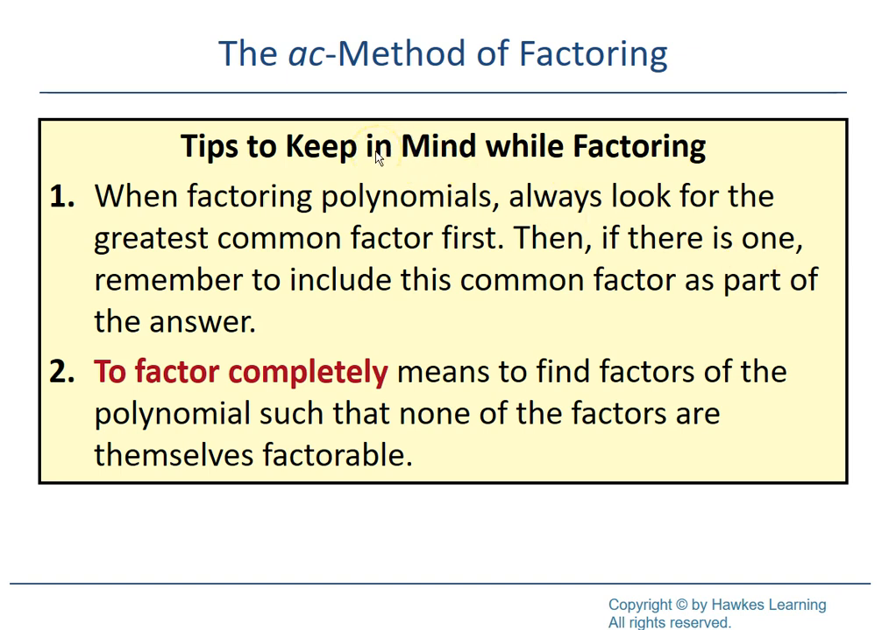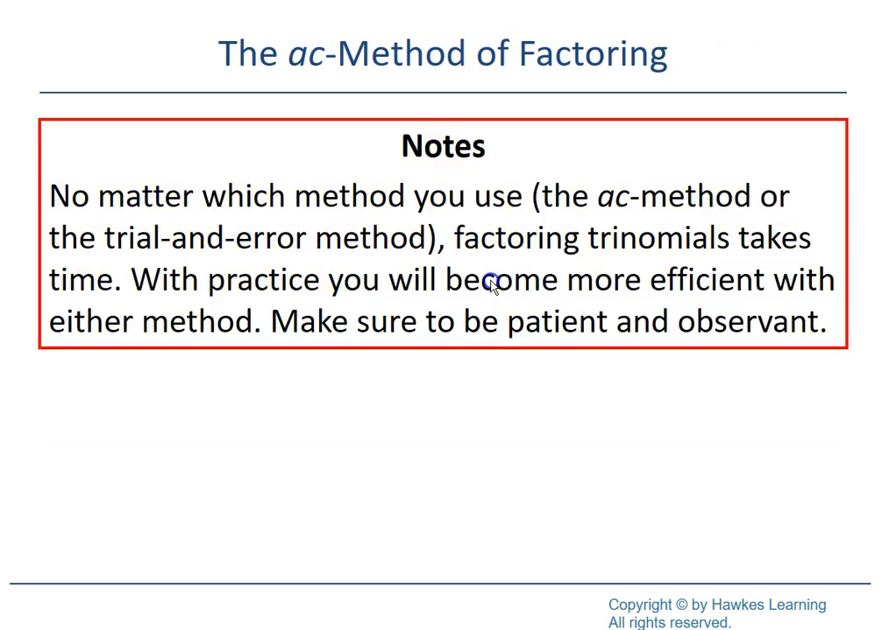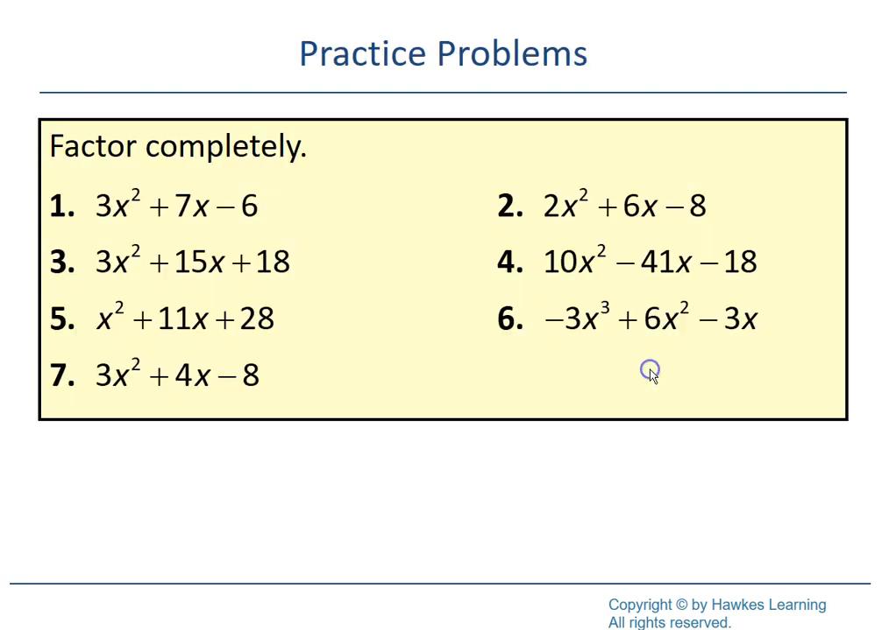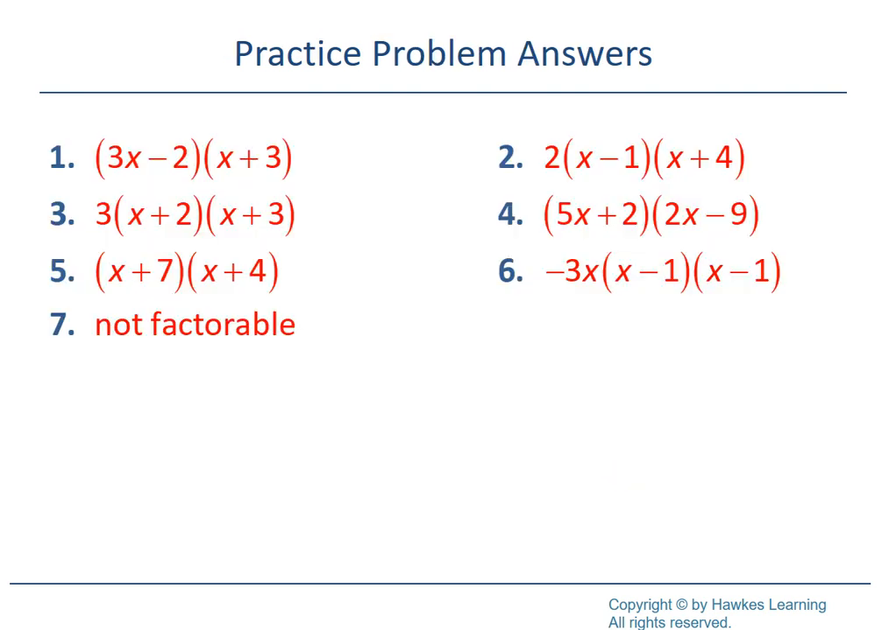And some tips: always look for the greatest common factor first, and then factor completely so that what is left inside the parentheses, there's no more common factors. Okay. Now, this is running 26, so we went a little long on this, so we'll not do these, but that's the practice, and then these are the answers.